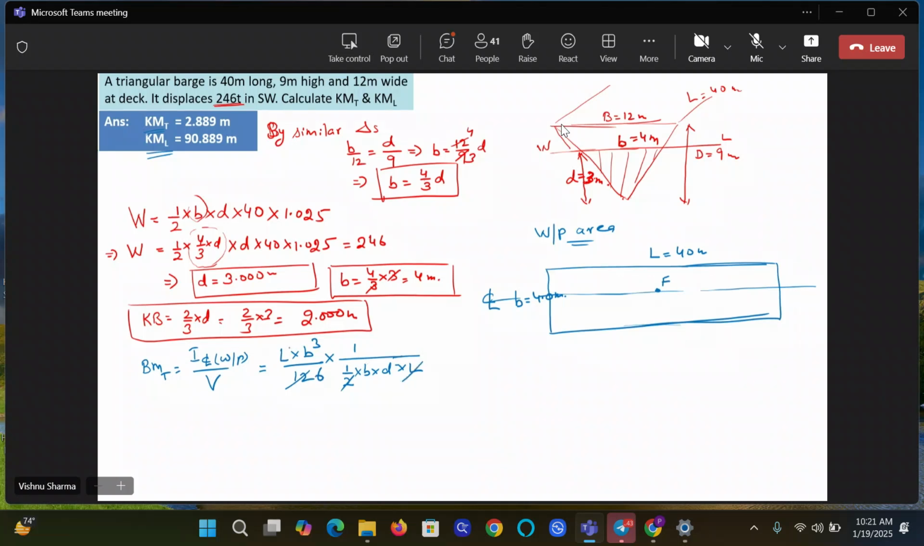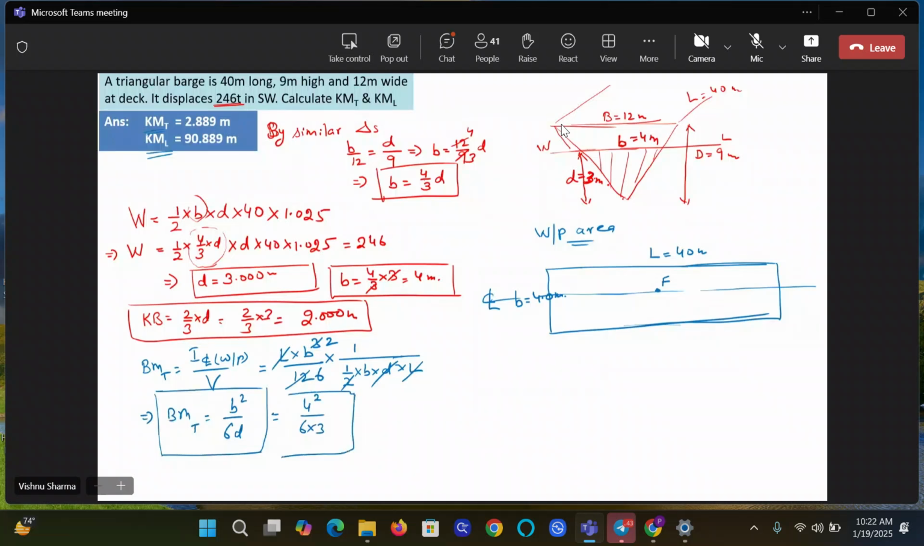This L will get knocked off. This D will make it a square. So what do you get BMT equal to? You get BMT is equal to B square upon 6D. If you remember, this was the formula you were made to mug up in phase 1, correct, beta? Right, class?